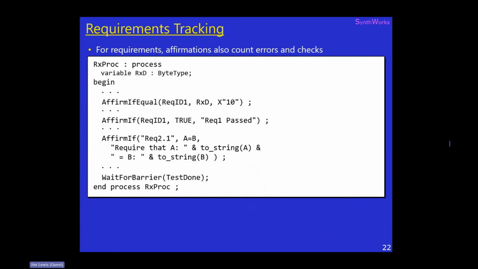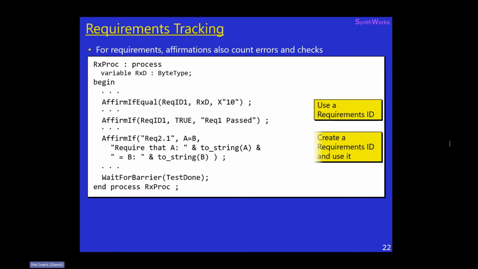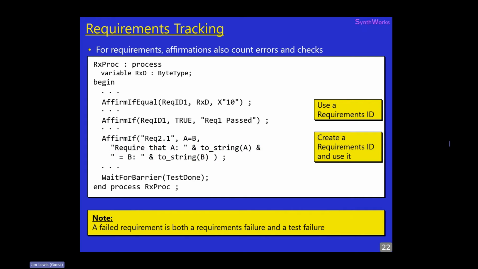Now, OSVVM also has requirements tracking. For requirements, affirmations also count errors and checks. Okay, so you saw we opened a requirement ID on the previous slide. We can use that directly, or we can say affirm if and the name of the ID. That'll create the ID on the fly and then use it. Okay, and then the key point here: a failed requirement becomes both a requirements failure and a test failure.